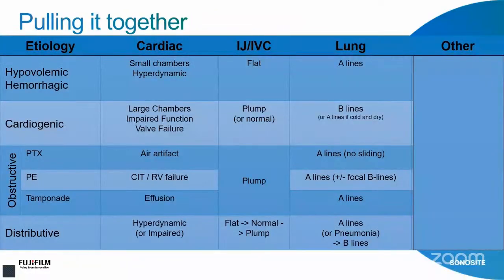So now we've got our fourth column in this table. Pulling this together, we can think about whether we're seeing a diffuse A-line pattern, as we should see in a hypovolemic patient, or a diffuse B-line pattern, as is present in a cold and wet cardiogenic shock patient.